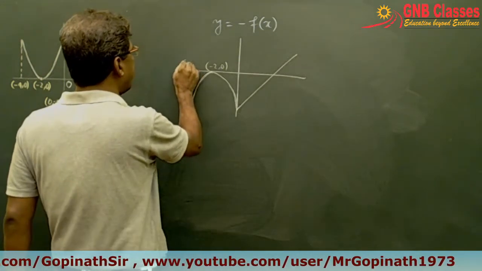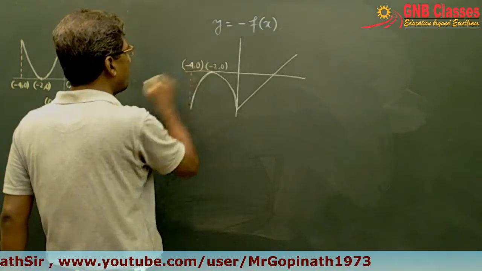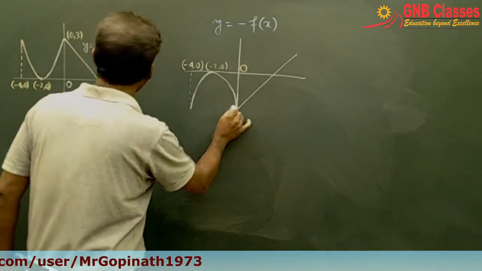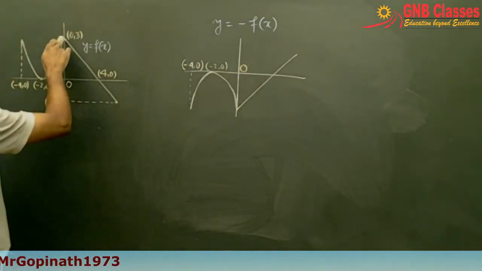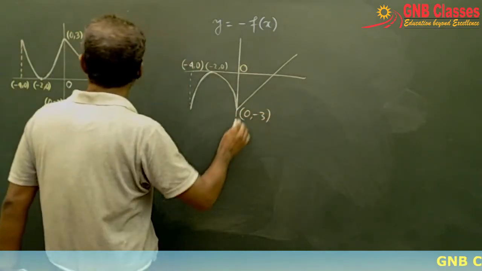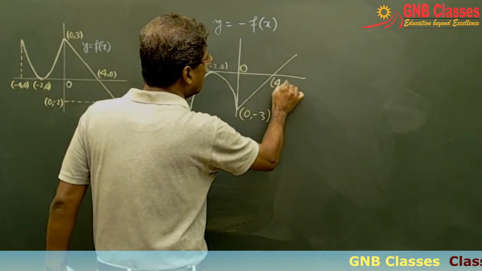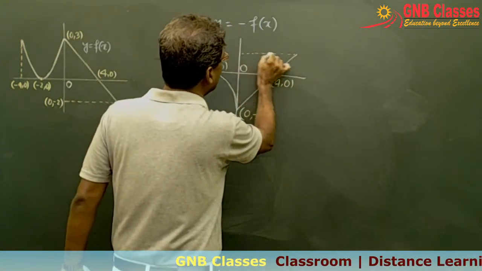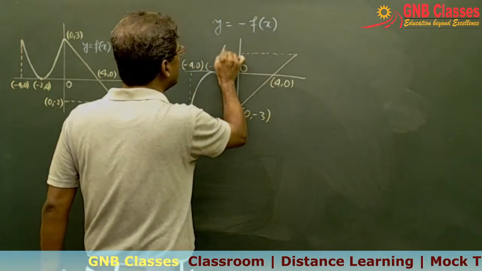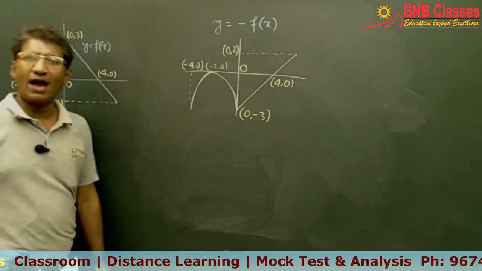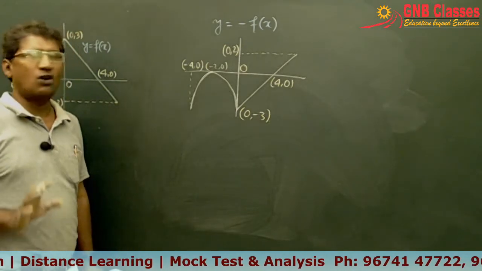This point is again minus 4, 0. Right? This is the origin. This point is nothing but the reflection of this point. So this is 0, minus 3. This point is 4, 0. And the ordinate of this point will be 0, 2. Is it clear? So this is the graph of y equals minus of f(x).